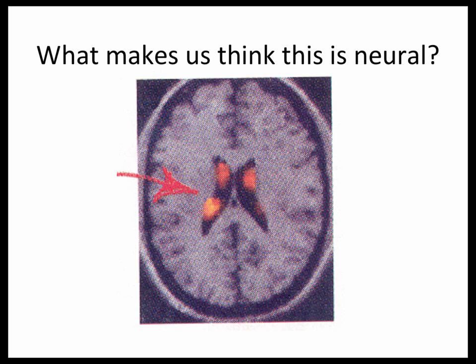How about this one? What makes us think this is neural? I've heard a few laughs, so someone has a comment on this. CSF. It's probably not neural. So in this one, we see blobs in gray matter. In this one, we see blobs in CSF. So there's some very basic things you can look at in your data and say, no, I don't think that's neural.